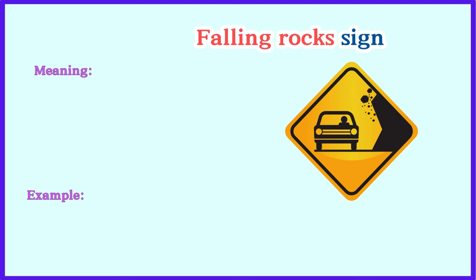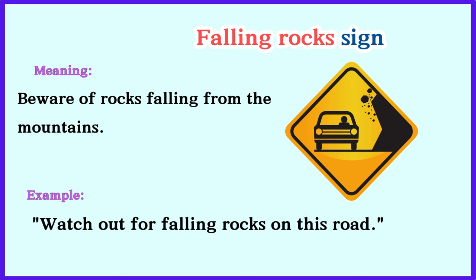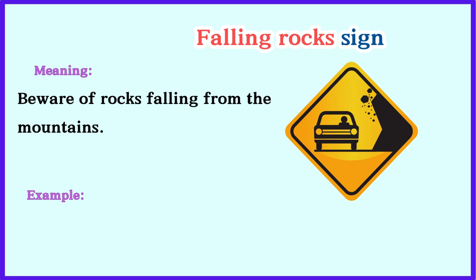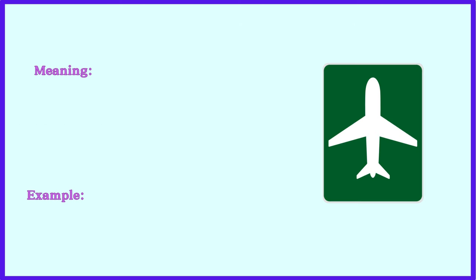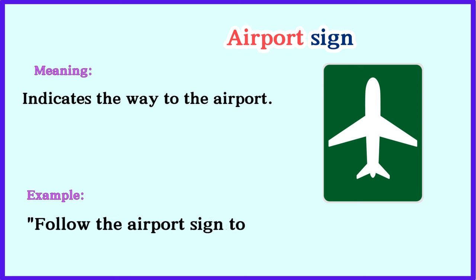Falling rocks sign. Meaning, beware of rocks falling from the mountains. Example, watch out for falling rocks on this road. Airport sign. Meaning, indicates the way to the airport. Example, follow the airport sign to reach your terminal.